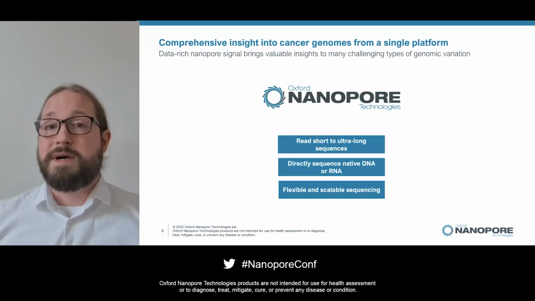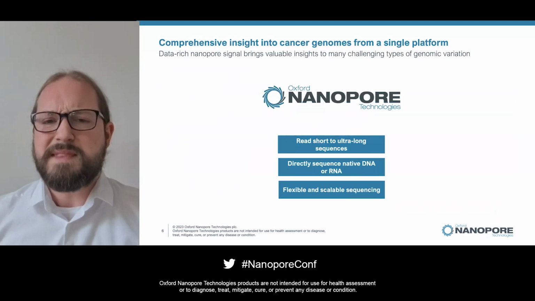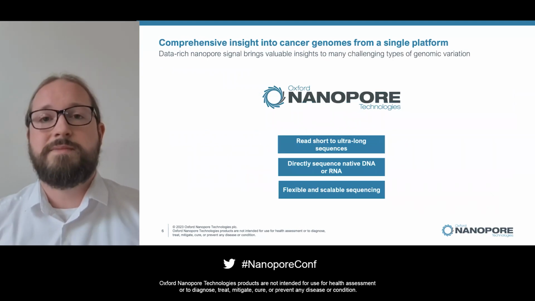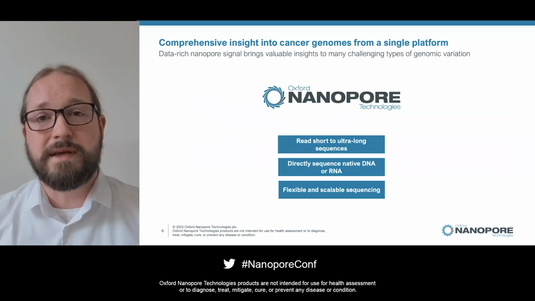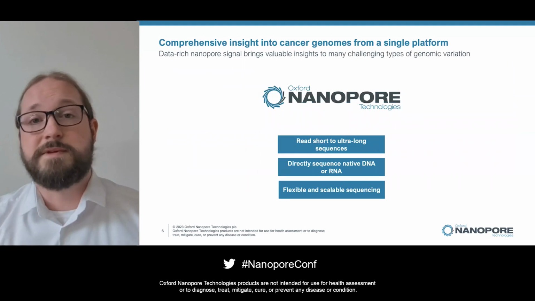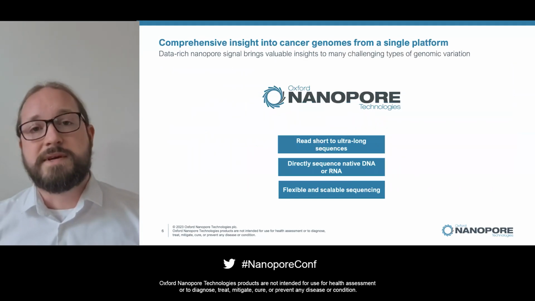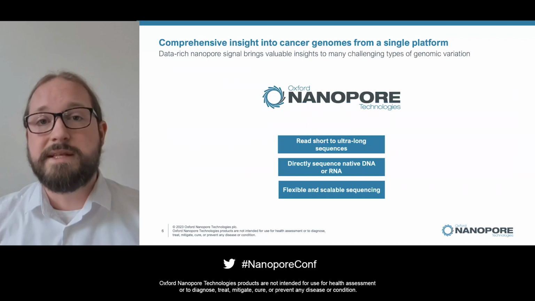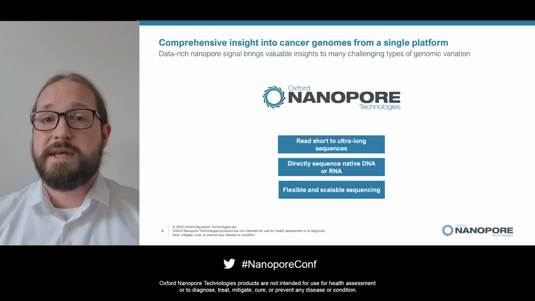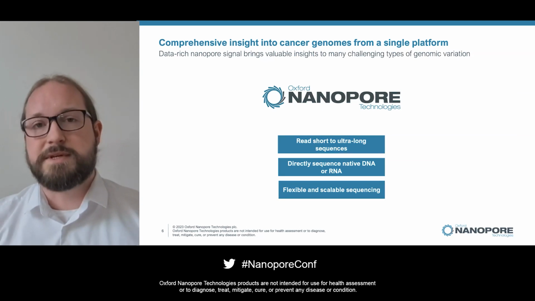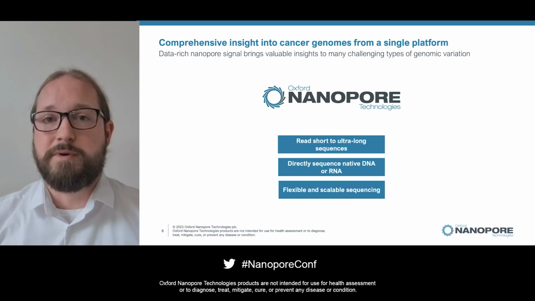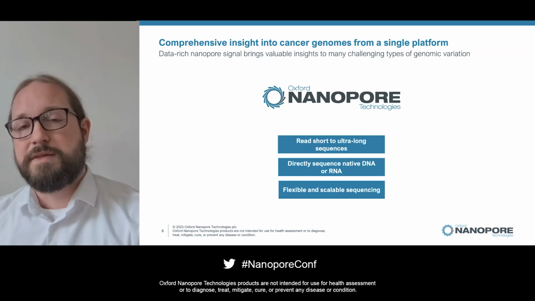Let's start with why Nanopore for cancer genomics. Nanopore comes with quite a few unique features. One of them is that, unlike other platforms, the read length is not determined by the platform, but by the library. So you can sequence very short reads as well as very, very long reads. Also, you can sequence DNA and RNA directly, so native DNA and RNA, which means you can skip PCR, there are no biases, and you maintain your DNA modifications, which is especially important for cancer. Last but not least, the platform is very flexible. It's scalable from portable to really high throughput.